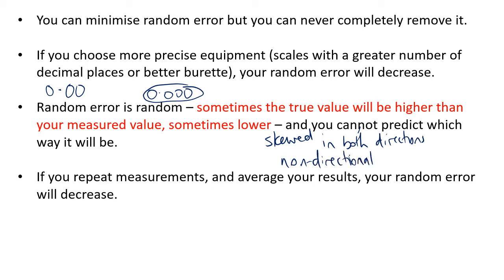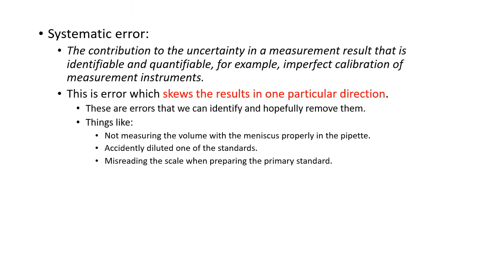Okay, so those are your two things that you might say when you're talking about random error. If you repeat measurements and take the average of your results, your random error will decrease. The more measurements that you take, the lower your random error gets, because ideally, if you're doing everything in the right process, your measurements get closer to the true value. Okay, so let's have a look.